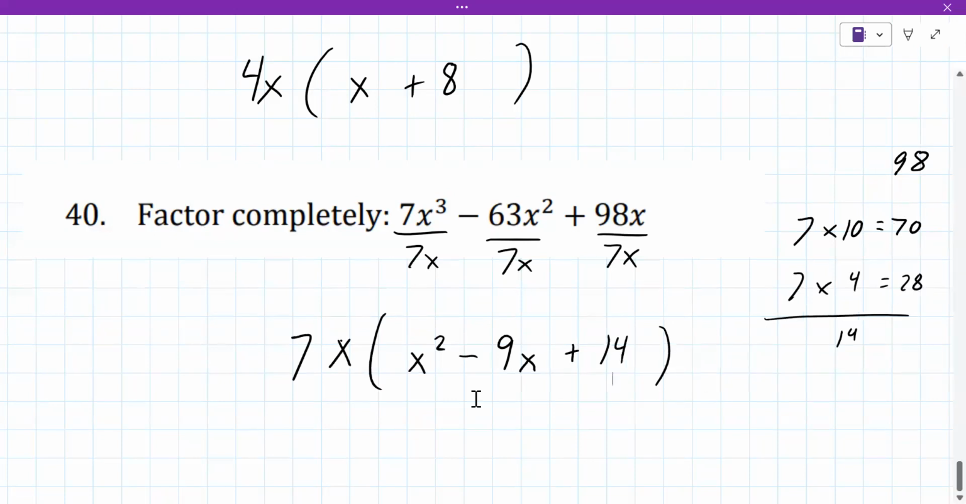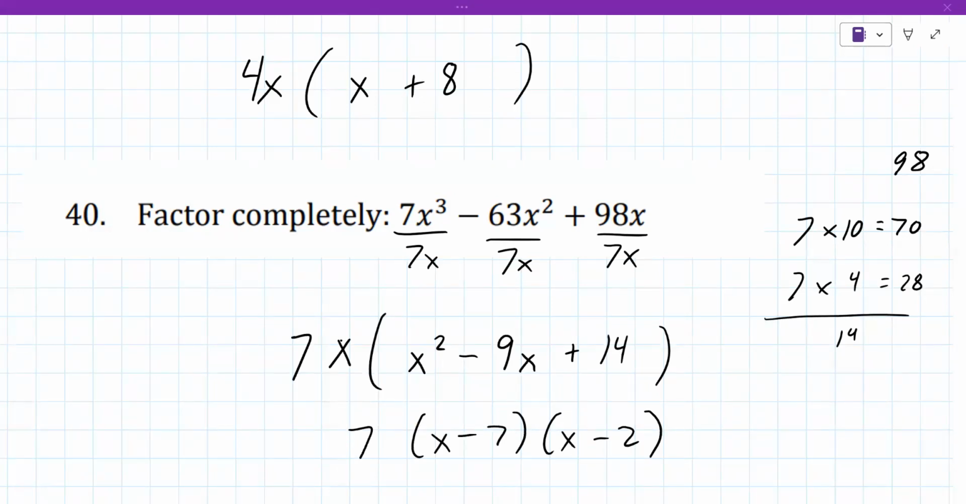Now we were doing this type of factoring the other day. You're looking for two numbers that multiply to 14, but add to -9. So that would be 7 and 2. But that does not add to -9. That adds to +9. So -7 and -2. Very good.